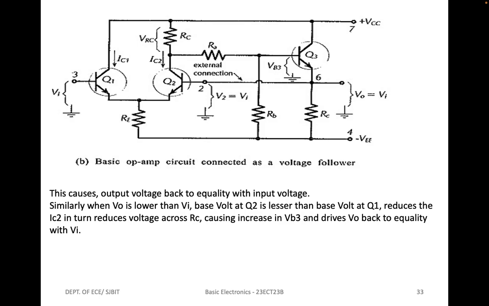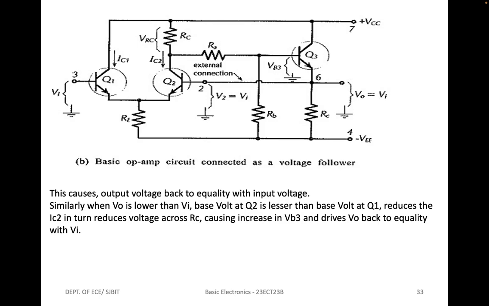Similarly, when the output voltage is lower than the input voltage, the Q2 base voltage is lower than that at the Q1 base and IC2 is reduced, thus reducing VRC and increasing VB3 and driving V0 back up toward Vi. This is of course negative feedback. When the input voltage is increased or decreased, the feedback effect causes the output to follow the input almost perfectly. The actual difference between the input and the output voltage is easily calculated from the output voltage level and the op-amp open loop voltage gain.